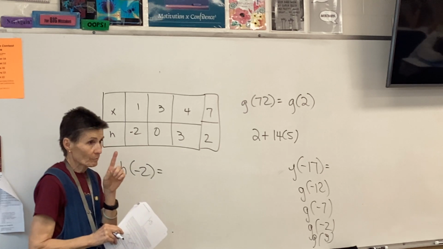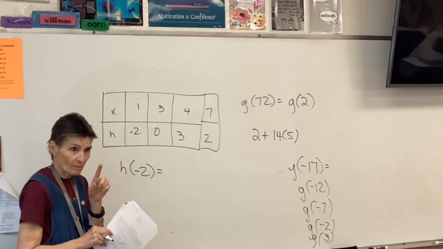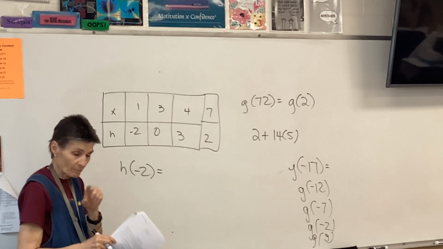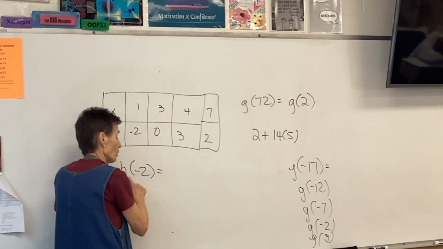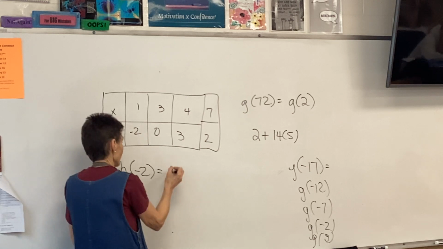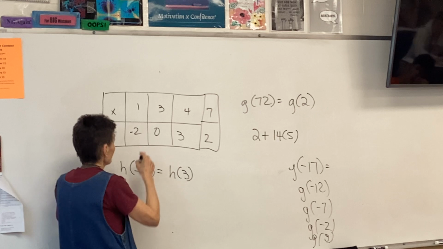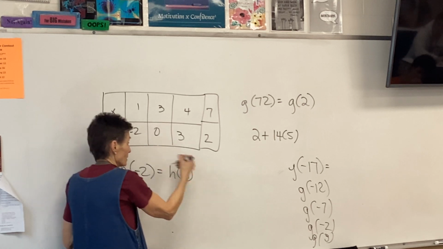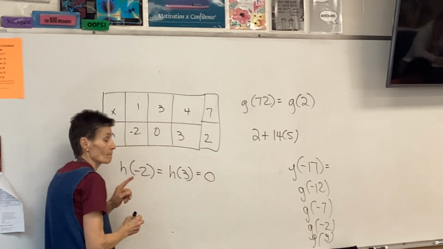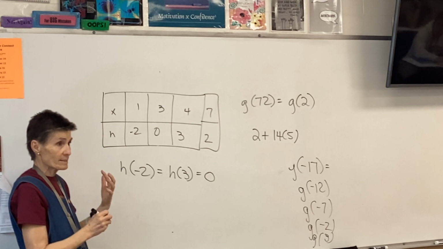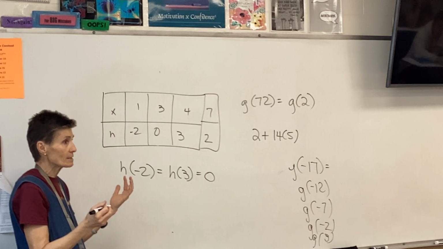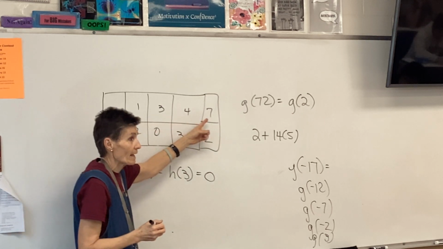Now remember, every 5, it repeats. So won't this be the same as h of 3? And h of 3 is 0. Now, it's the same as h of other things. I'm just trying to get values that I have in my table.